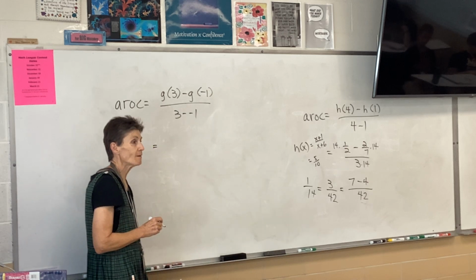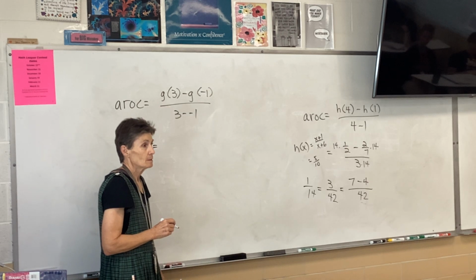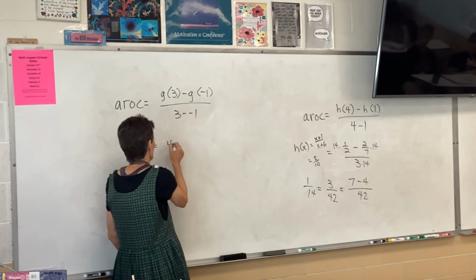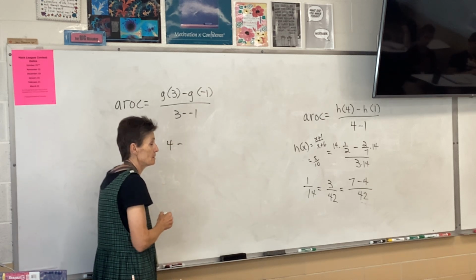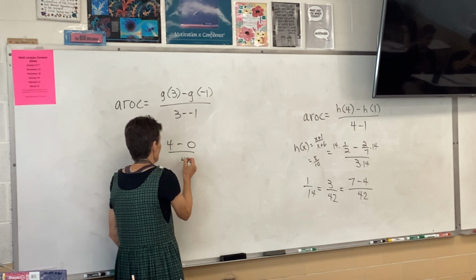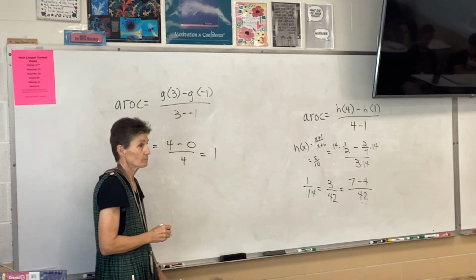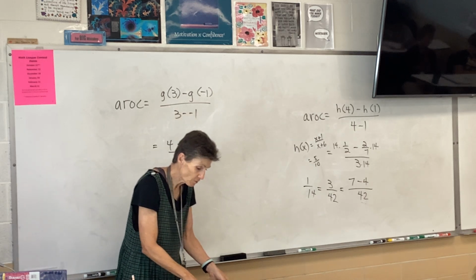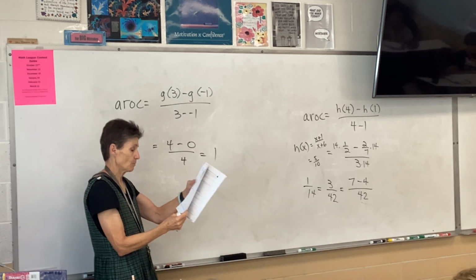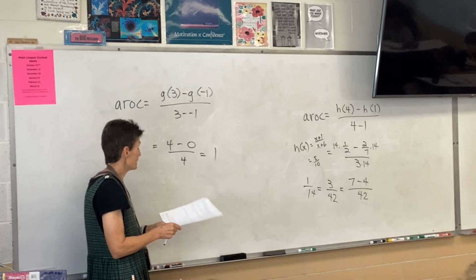Can you interpret the graph? What's g of 3? 4. What's g of -1? 0. Did you get 1? So your average rate of change is 1.